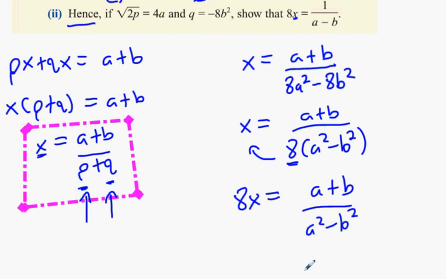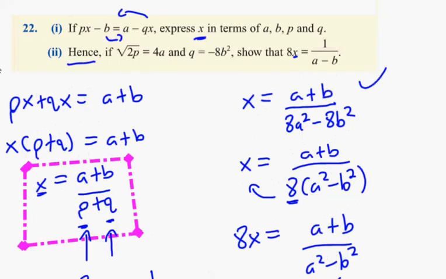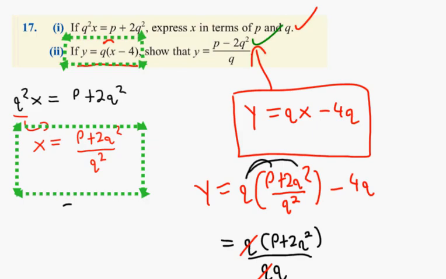No, not multiply. It's a factorized question. Difference of two squares. A plus b, a minus b. The a plus b's cancel. 8x equals 1 over a minus b. Proven, okay? I did questions 22, 20, and 17. Okay, one second.